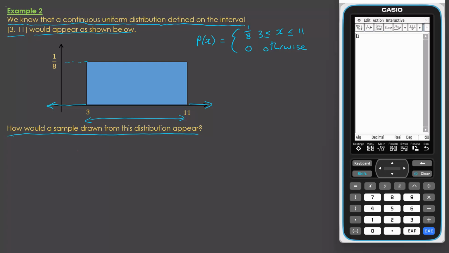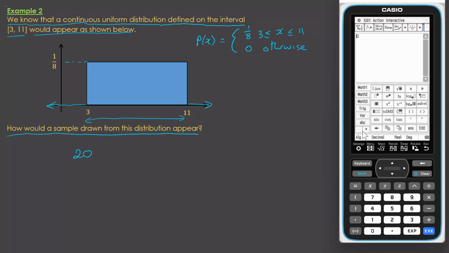What we're going to do is take samples of size 20, and we're going to use the ClassPad to do this. So I'm going to start by going to the keyboard, and I'm going to go to the catalog, and I'm going to choose RandList. Now, if I just put in RandList 20 and no specification of the range, what it gives me is 20 random numbers that are between 0 and 1.